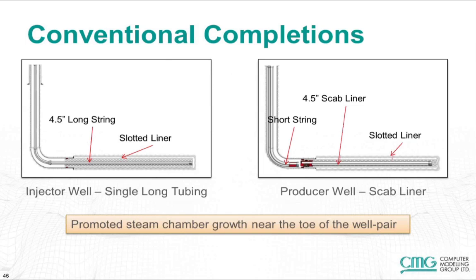The conventional design, or the base case for this model, was with an injector well with a stringled 4.5-inch long tubing and a producer with a scab liner. As you can imagine, this promotes the steam growth closer towards the toe of the well pair.